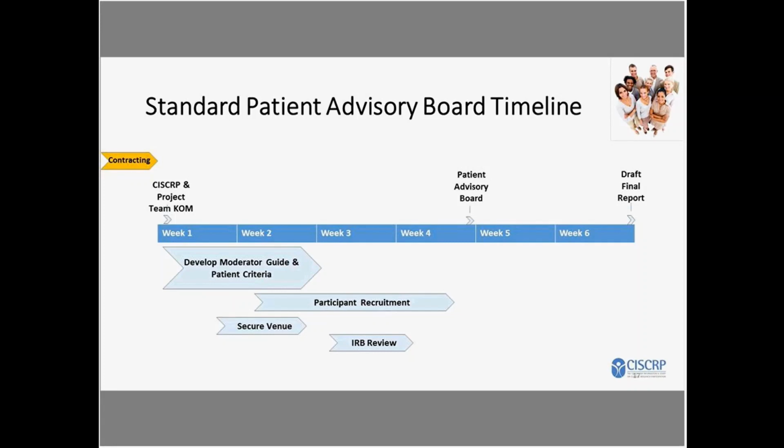Typically, developing the moderator guide and patient criteria takes 2 weeks. Then the participant recruitment process and arranging all the logistics takes a couple of weeks as well. The patient advisory board meeting itself only takes a day. Following that, it's ultimately 2 weeks to turn around the draft final report, and then you have the option of revising or editing that, and we're happy to finalize it.